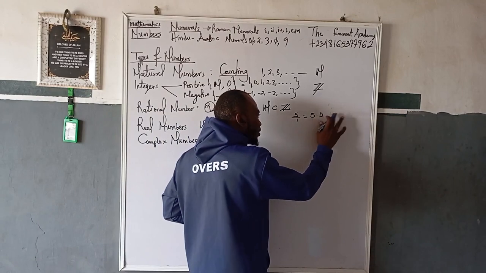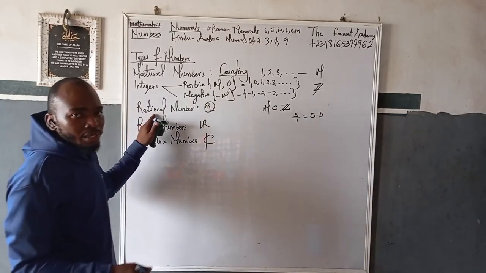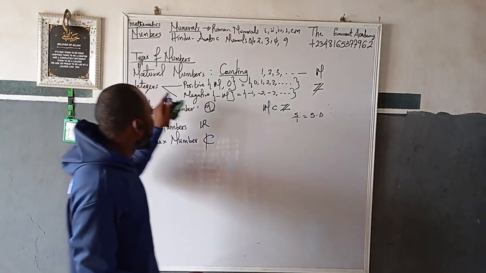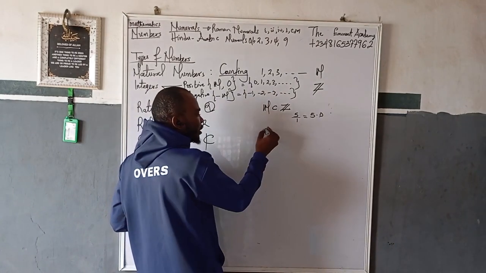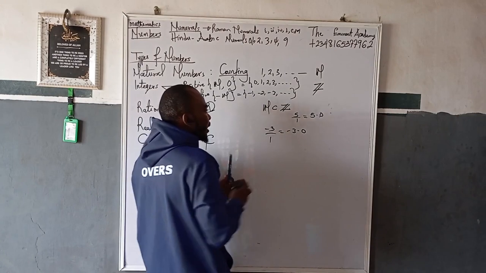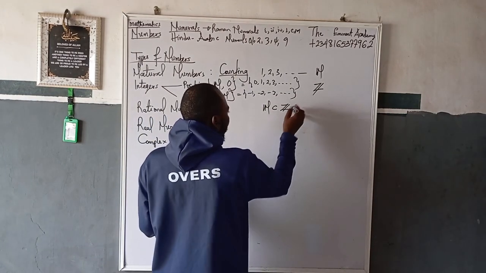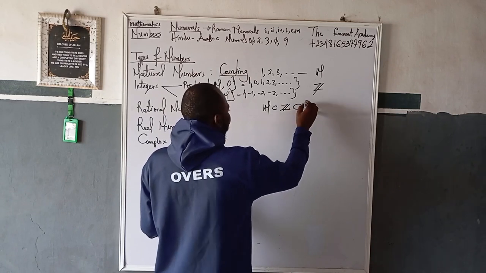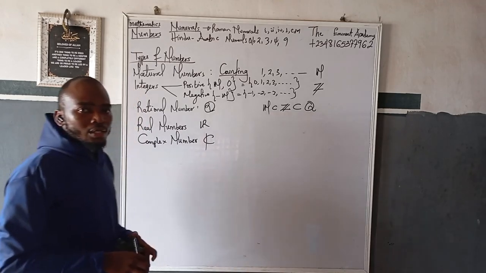So if I'm going for 5.0, it means it is a rational number, though it was gotten from an integer. Even if we go for a negative integer, we have the same thing. Minus 3 over 1 will give me minus 3.0. So that implies that I can also say that integers are a subset of what? Rational numbers. Integers are a subset of rational numbers.